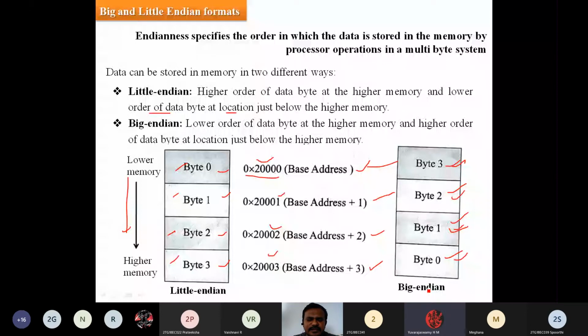Giving base address plus 4, plus 5 and plus 6, sir. Okay, these are the memory locations you have in the memory. So how will the data be stored in those memories? Byte 0, byte 1 and byte 2 are lower memory, and byte 3, byte 4 and byte 6 are higher memory. Okay. Byte 6 is there, up to byte 6.